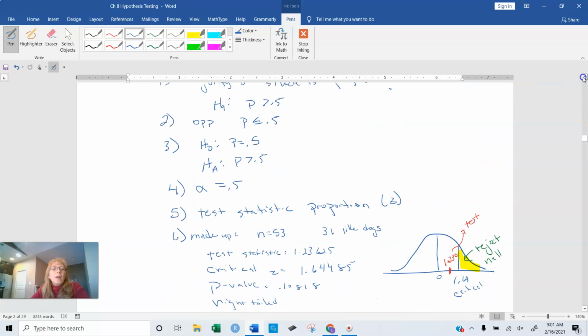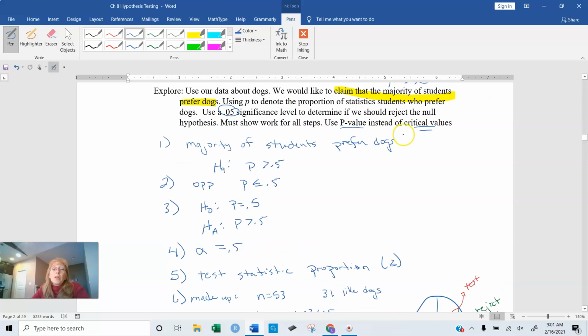First thing we have to do: majority of students prefer dogs. So that means P has to be greater than 0.5. The opposite is P is less than or equal to 0.5. So then our null is P equals 0.5 or 50%, and our alternative is P is greater than 0.5. We have 0.05 as our significance level. And now we have to do our test statistic because this is a proportion.